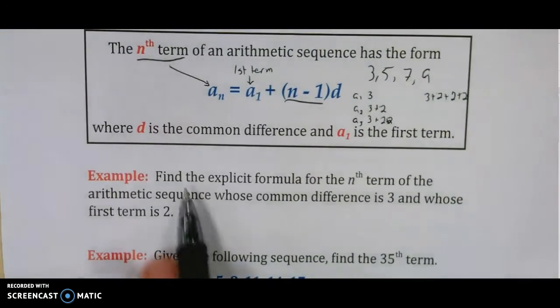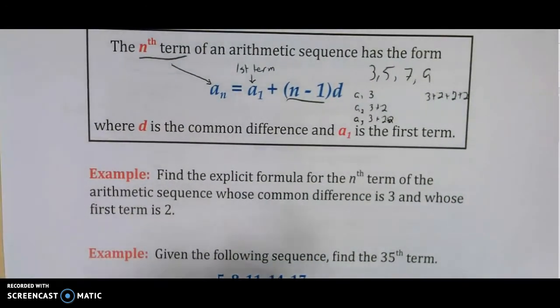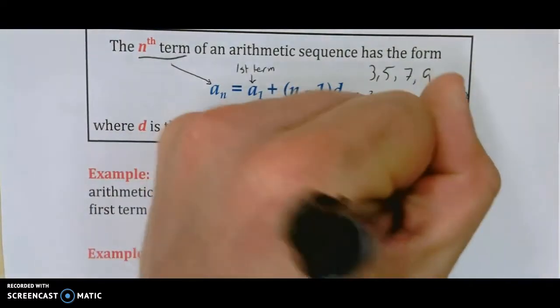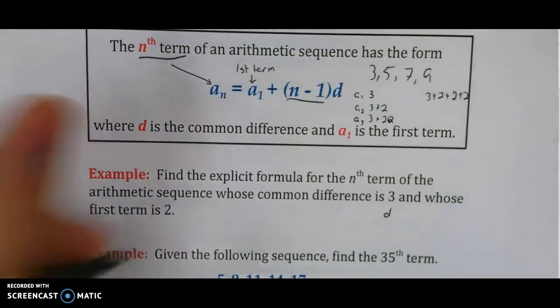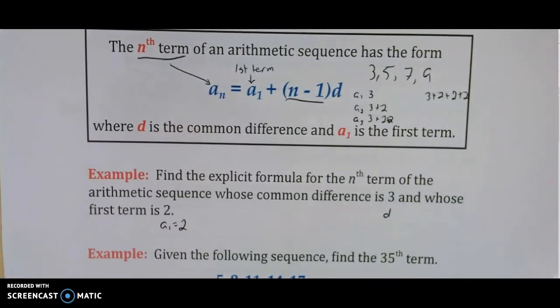So here we have an example. Find the explicit formula for the nth term of an arithmetic sequence. The common difference is 3, so they give us a d value. And the first term is 2, so they give me an a sub 1.